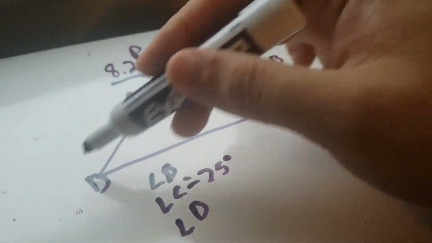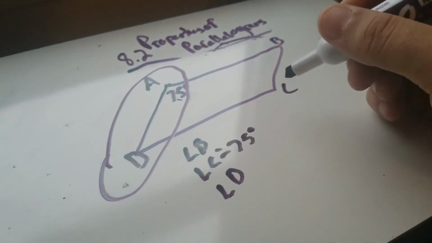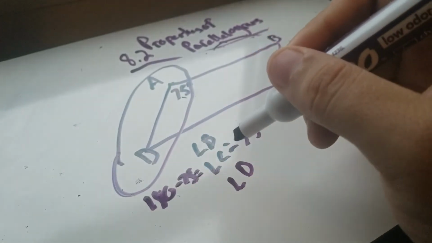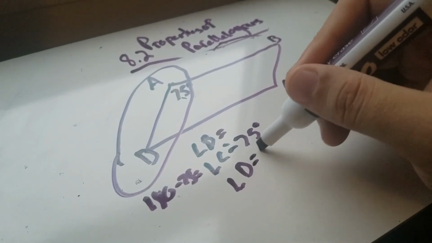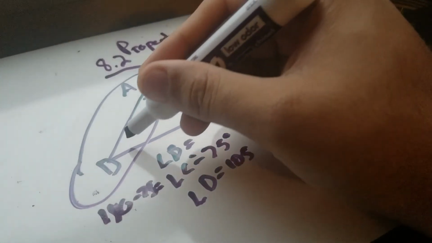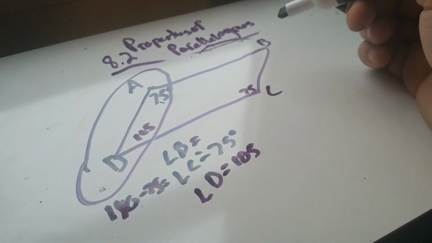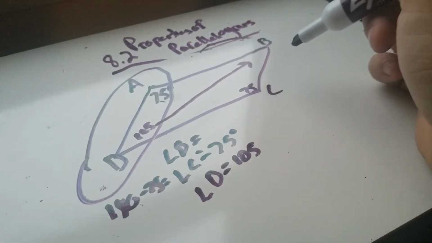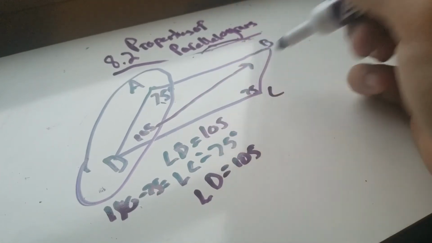Angle A and D are adjacent. And because they're adjacent, I know it adds up to 180. So 180 minus 75 equals 105. So angle D, in this case, is 105. Now, since I know this is 105, and this is 75, you have multiple routes. I think the easiest route is that since you know this one's 105, you know the other one across is also 105.